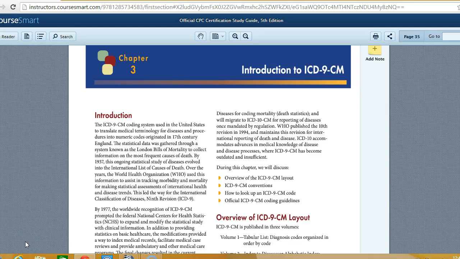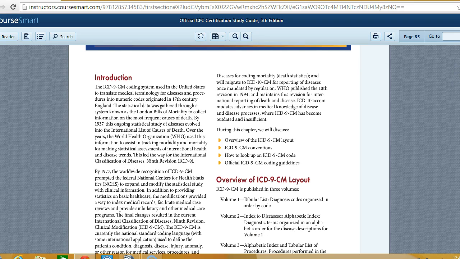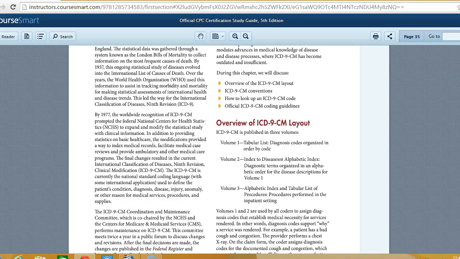All right, y'all. Now we are in chapter 3, and this is your introduction to ICD-9. You remember just from the outline and the basic makeup of your ICD-9 manual, and you know who is responsible for ICD-9 is the World Health Organization. So when asked who is responsible for it, you know it is the World Health Organization.